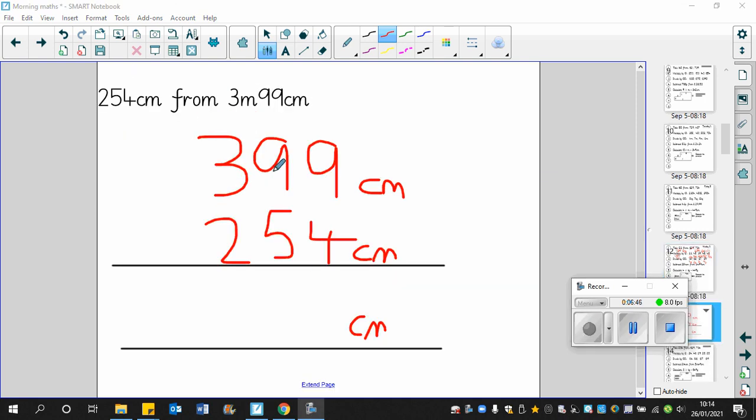Okay, the next question is subtract 254 centimetres from 3 metres 99 centimetres. Now 3 metres 99 centimetres is of course 399 centimetres, 300 from the 3 metres there. So this is the subtraction. Let's put a subtraction sign in. Fairly straightforward. 9 take away 4 is 5, and then 9 take away 5 is 4, and then 3 take away 2 is 1. So the answer is 145 centimetres, or if you want to, 1 metre and 45 centimetres.